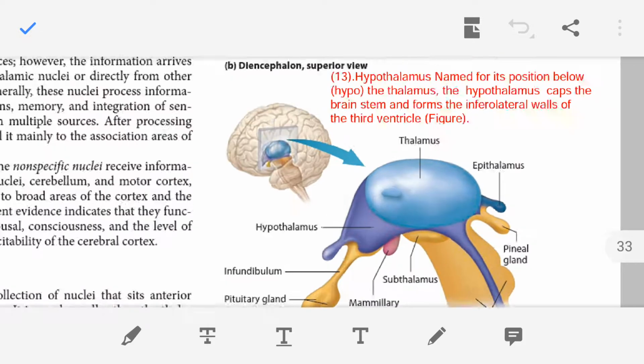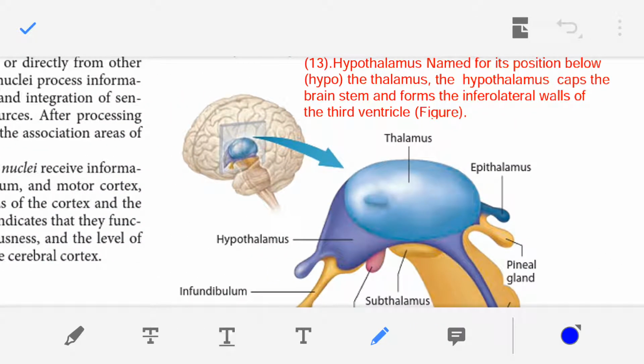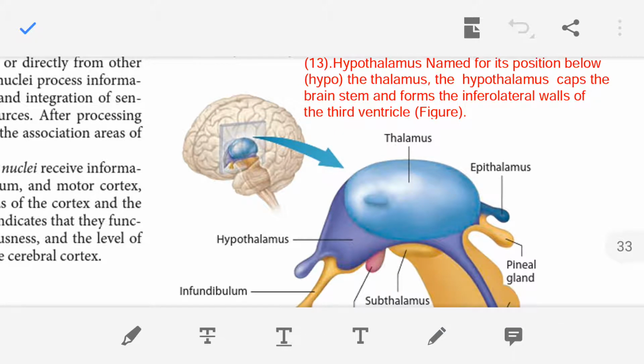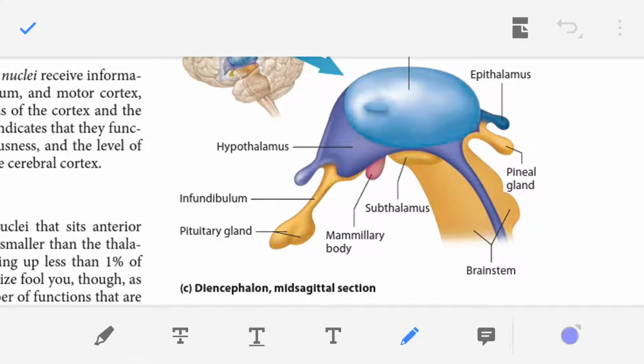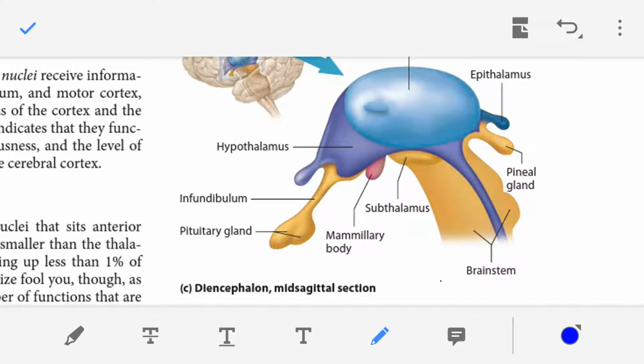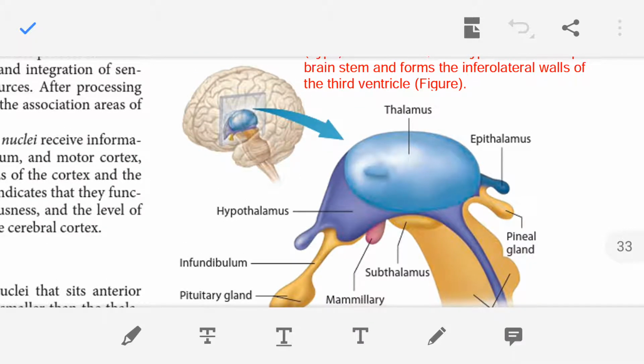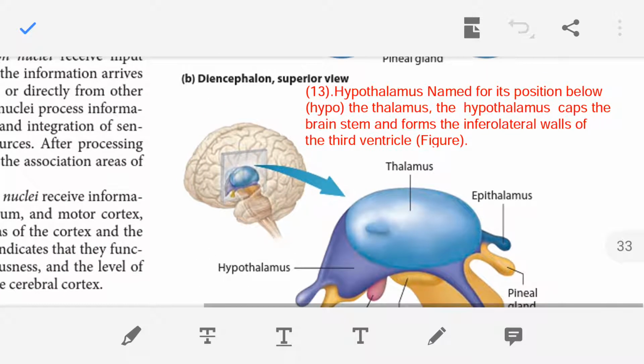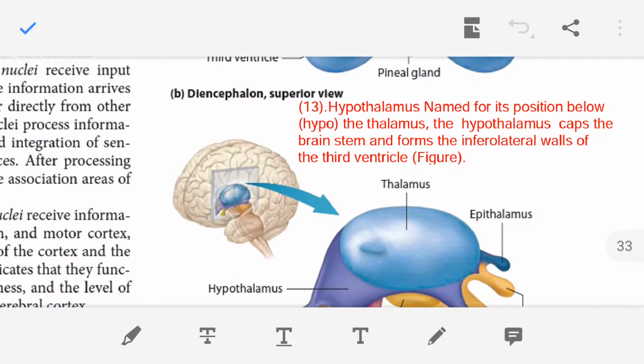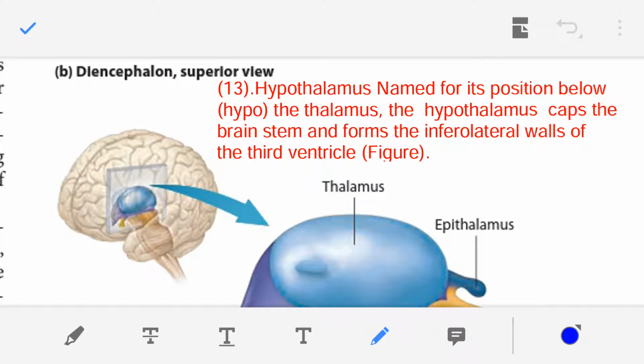Okay, now what is the hypothalamus doing? The hypothalamus is capping the brain stem. On the top of the brain stem, with the dark brownish yellow color, they are showing the brain stem, and here you see with the blue color the hypothalamus is present. So it is capping the brainstem, present on the top of the brainstem.